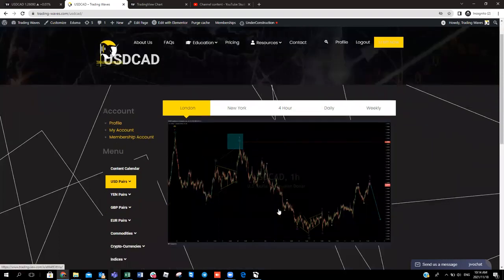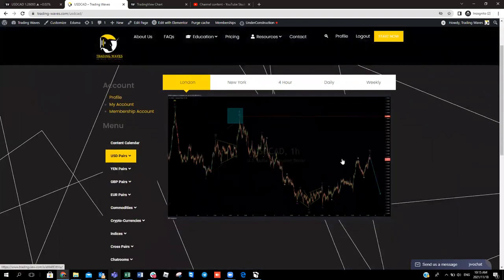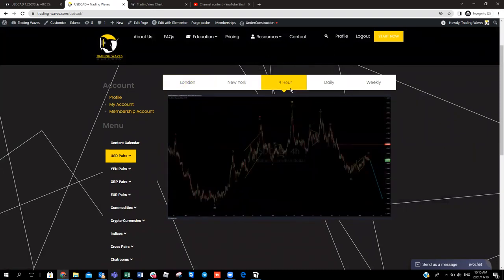Let's show the chart that we have there on the US dollar CAD. So that is the 1-hour chart. We're looking for this one to slightly push to the upside here and continue to the downside. Right, so that's what we have there on the US dollar CAD 4-hour. Just looking for that corrective structure to play out and then come down.